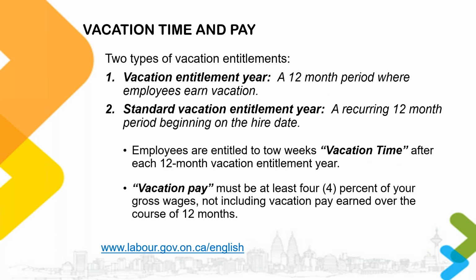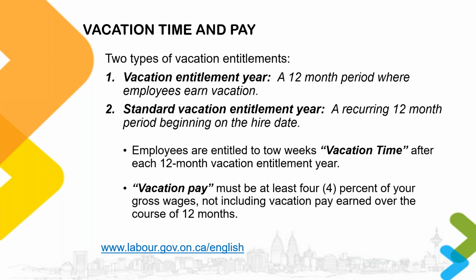Vacation time and pay. Employees are entitled to 2 weeks of vacation time after each 12-month vacation entitlement year. Ordinarily, a vacation entitlement year is a recurring 12-month period beginning on the date of hire.